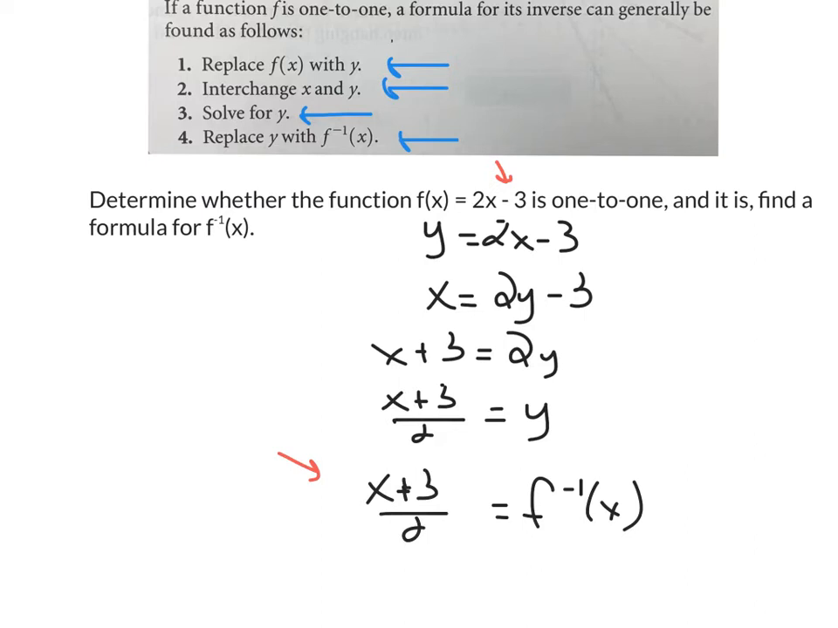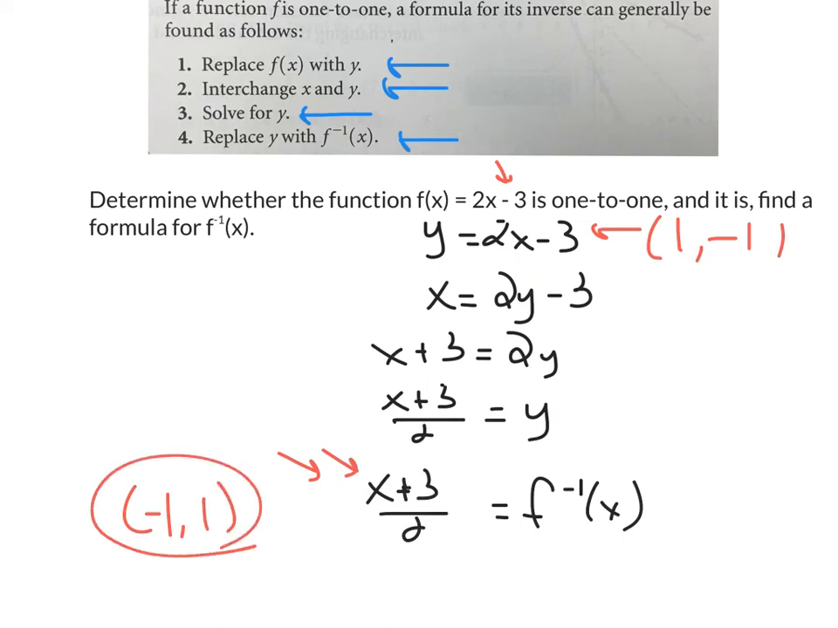Let me show you one more thing. Now I'll close it out, I promise. What if I plug in 1 in my original function? 2 times 1 is 2, minus 3 is -1. I'll get -1. Now let's reverse it. What if I plug in -1 in my inverse? On the top I get -1 plus 3, which is 2. 2 over 2 is 1. Look what happened. The x and y's switched. Who would have thought? Well, I would have. Hopefully you would have too.